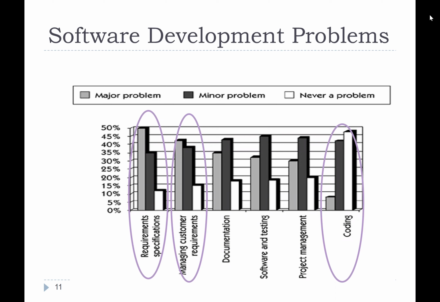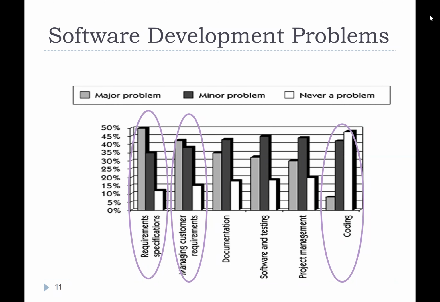I'll give you more. So the first one says requirement specification. Second one says managing customer requirements. Requirements management is something I'm going to cover at the end of this course. Requirement specification, and in general the whole requirements engineering process, is something that we're going to be covering throughout the entire course.